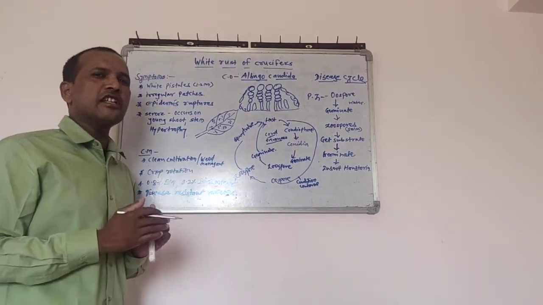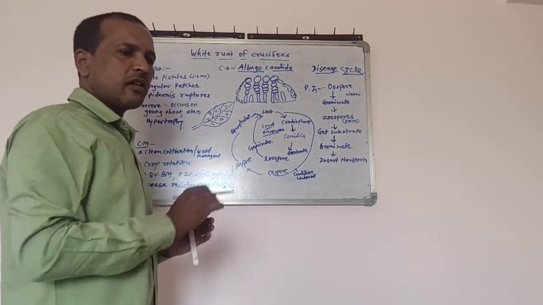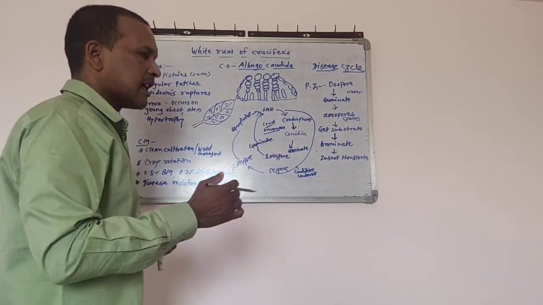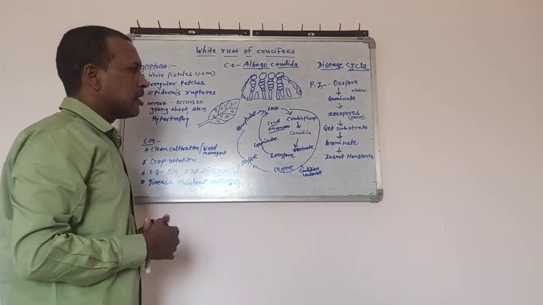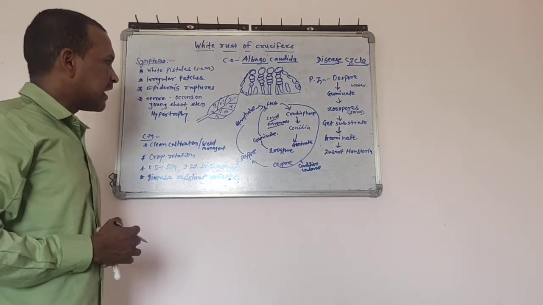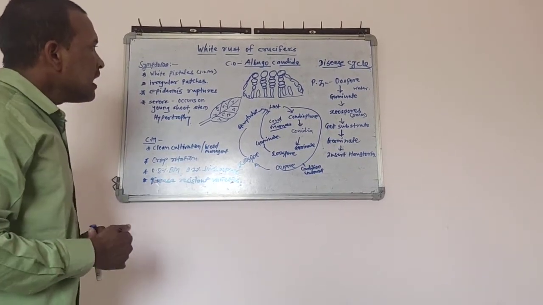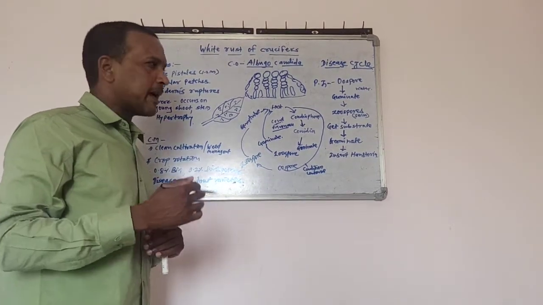What is meant by intercellular? It lies between two adjacent cells, in the intercellular spaces. This mycelium has haustoria. These are the details regarding the disease cycle of Albugo candida. Then these are the sections passing through the infection.